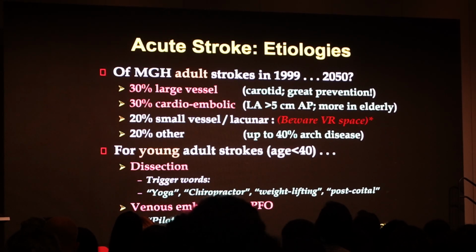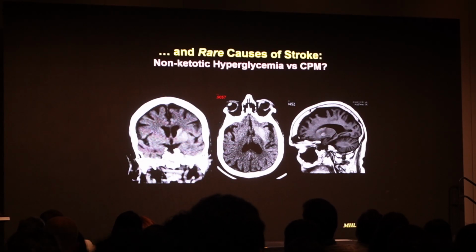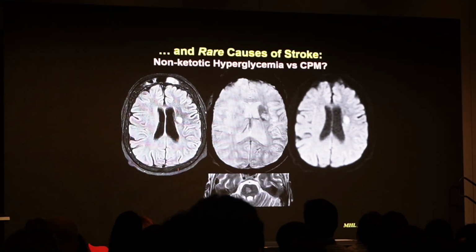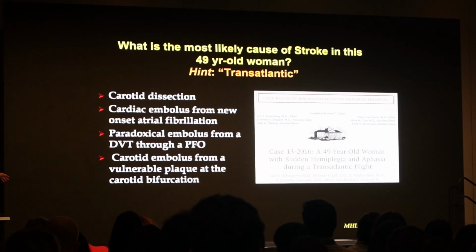If you see a new lacunar injury, okay? Rare causes of stroke: non-hepatic hyperglycemia, which looks dense on CT, versus central pontine myelinolysis.